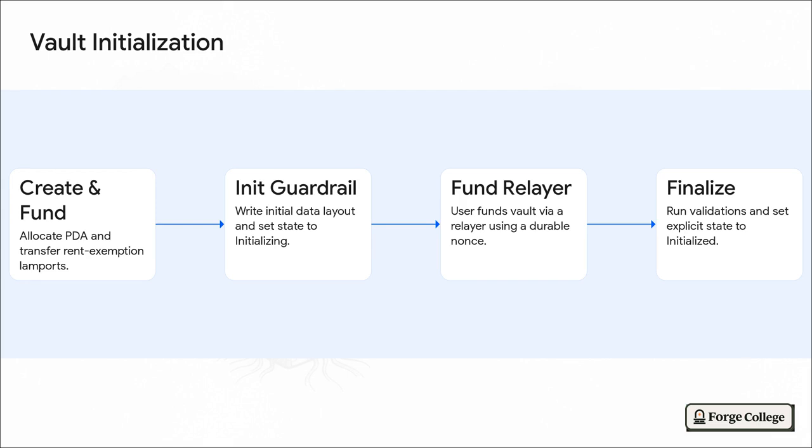Step 2, we initialize a guardrail. We write the initial data layout and set an explicit state marker to initializing. This is super vital so our program can detect partial progress later on.